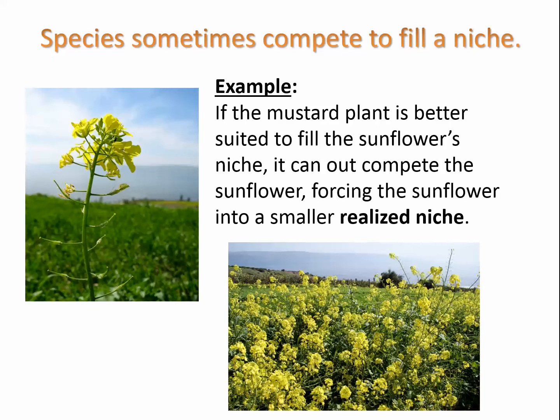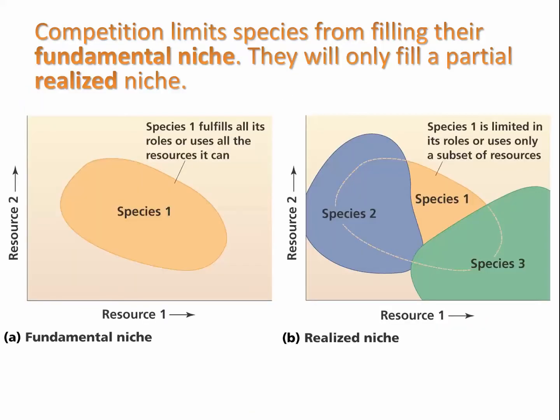So in other words, it is more effective at using the sunlight in that area. It's more effective at maybe taking in or getting pollinated by pollinators, things like that. So competition limits species from filling their fundamental niche. They will only fill a partial realized niche.